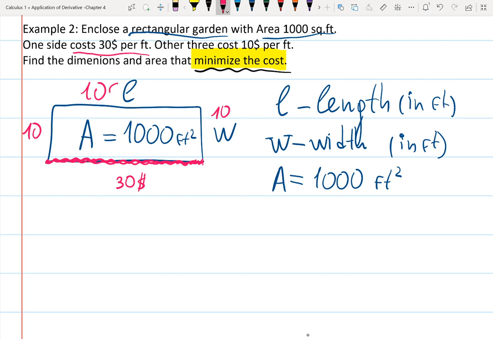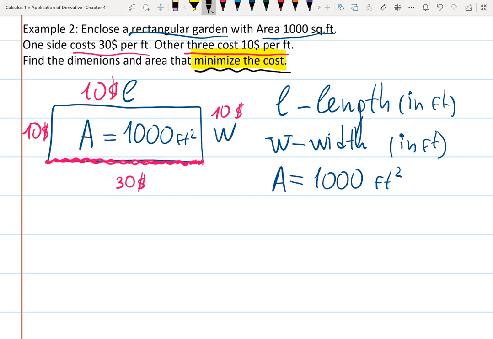Okay, all in dollars. And now it matches the story. 3 sides cost $10 per foot. 1 side costs $30. Find the dimensions and the area that minimize the cost. So I will also find the minimum cost just because I'm curious, but actually they don't ask about that.